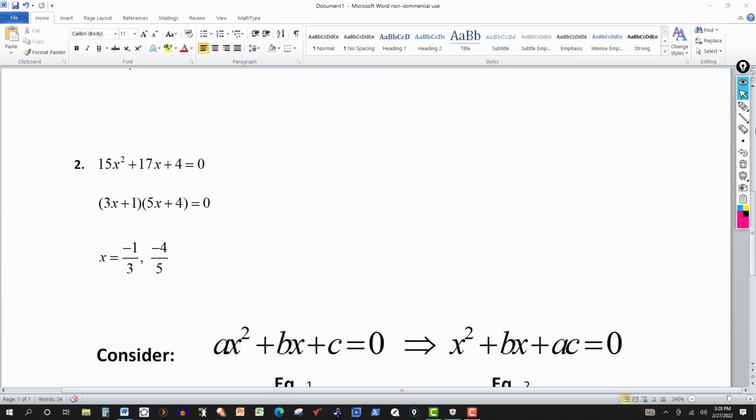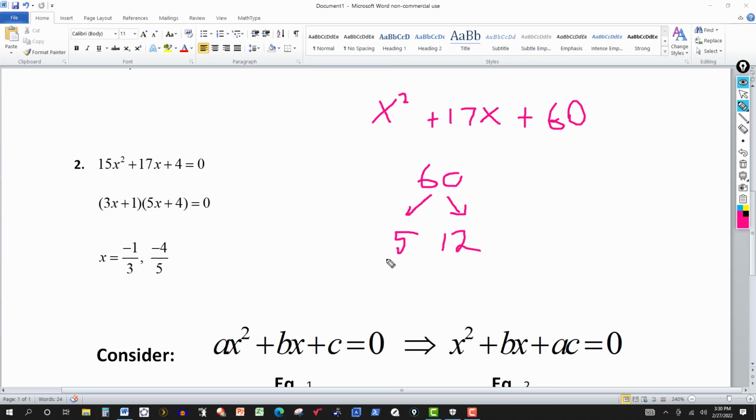Now, if you use the shortcut, on the first one I went ahead and wrote out the equation that you used to get those values, but the shortcut method is, again, just simply take 15 times 4 and you get 60. And then you want factors of 60 that add up to the middle term. So again, the equation they're actually solving is x squared plus 17x, and for the third term, they replace it by 4 times 15, which is 60. So you want factors of 60 that add up to 17. So that would be 5 and 12. And then they ask you to divide these by the lead coefficient 15 and change the sign.